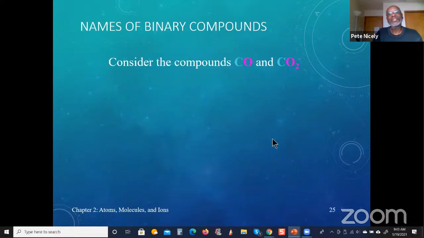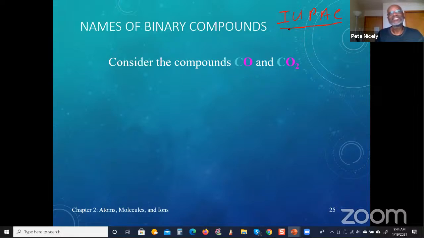So in order to illustrate how we name these compounds, I'm going to use these 2 examples, CO and CO2, all right? How do we name these compounds? Let me just say that the system of naming these compounds has been developed by an organization known as IUPAC, International Union of Pure and Applied Chemists, all right? And there's a division of this organization that meets, if I remember correctly, every 2 years.